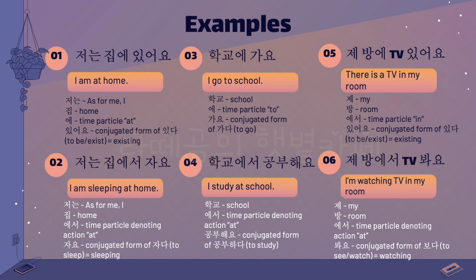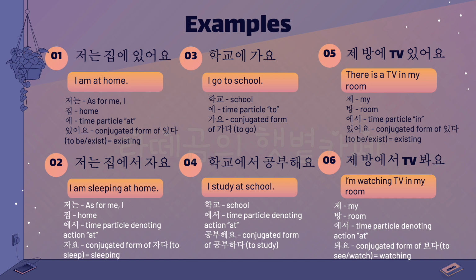First one, 저는 집에 있어요. I am at home. 저는 I, 집, home, 에, at, and 있어요. I'm existing at home. I am at home. Number 2, 저는 집에서 자요. 저는 I, 집, home, 에서, that indicates we're doing something at home. And what are we doing? 자요, sleeping.